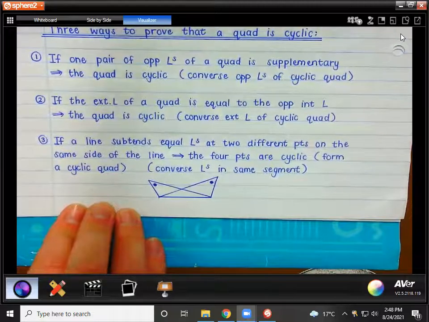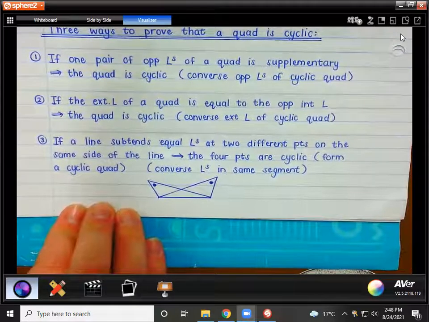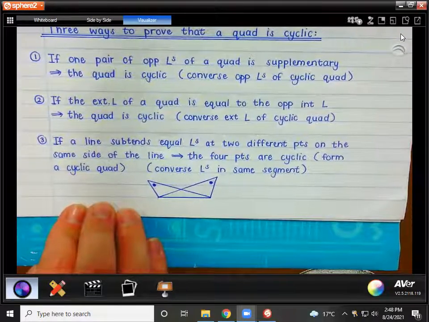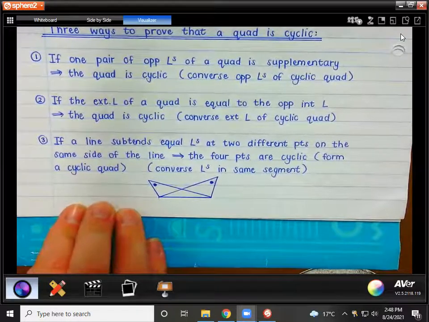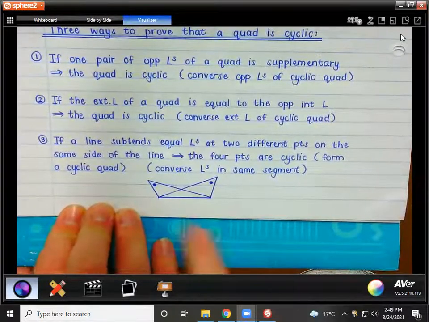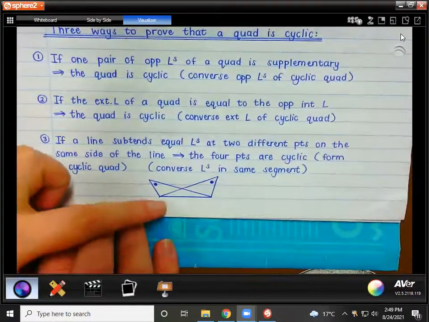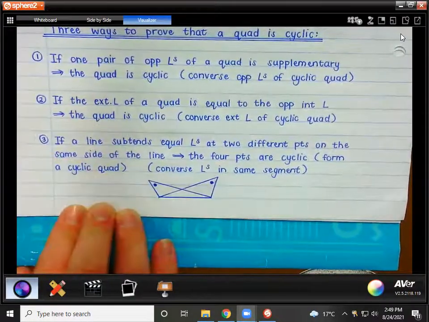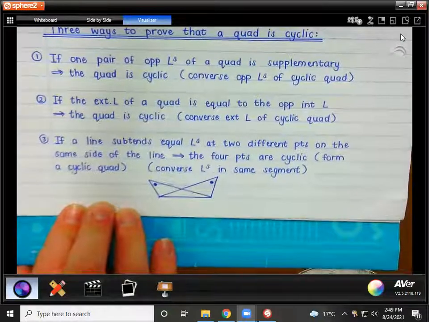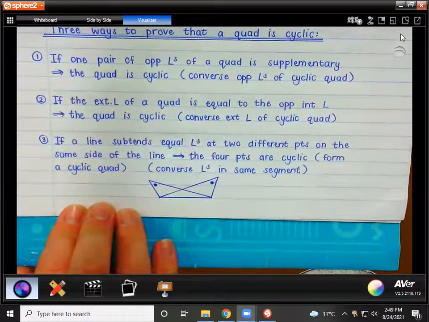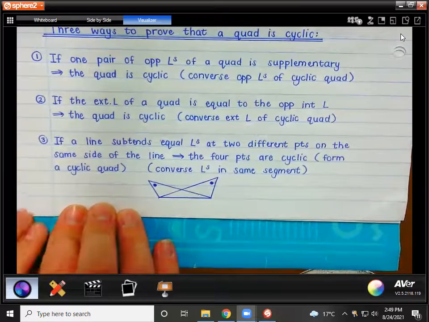Okay, guys, that third one says that if a line subtends equal angles at two different points on the same side of the line, all right? So if we're looking at this picture, those two angles are equal. And do we agree that these 2 points are on the same side of the line? They're both above the line. So same side just means above or below, right? They must both either be above the line or below the line.